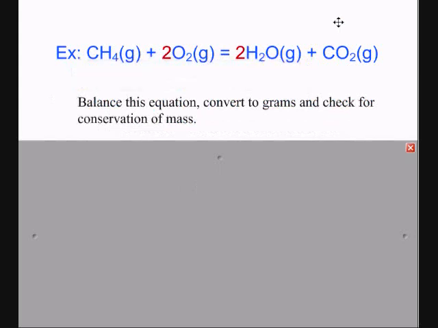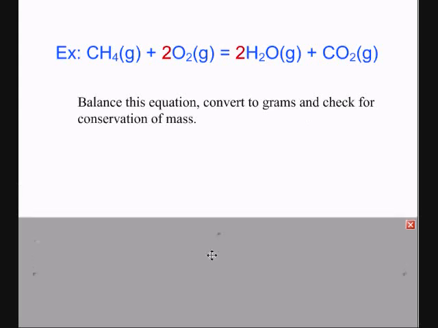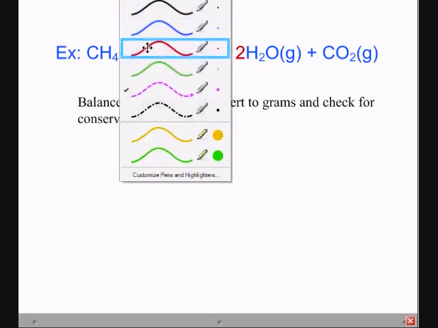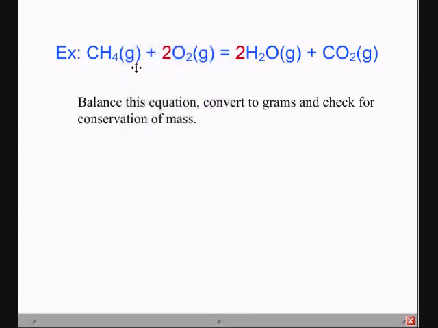Okay. Balance this equation and convert to grams and check for conservation of mass. No problem. Let's go ahead and do it. Okay, I'm going to go ahead and write these in, but I hope that you guys remember how to do this, right? So, methane gas, right?